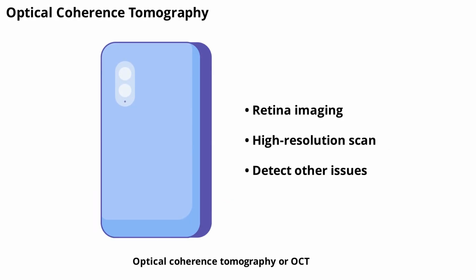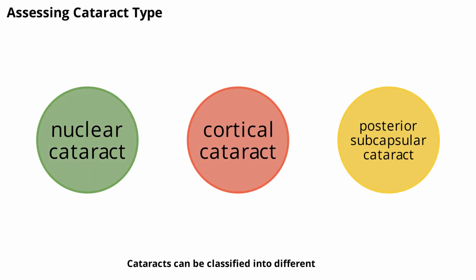Optical coherence tomography, or OCT, is a non-invasive imaging test that provides high-resolution cross-sectional images of the retina. While not always required for cataract diagnosis, OCT can be helpful if the doctor suspects other retinal problems that could affect your vision. Cataracts can be classified into different types based on their location and appearance.